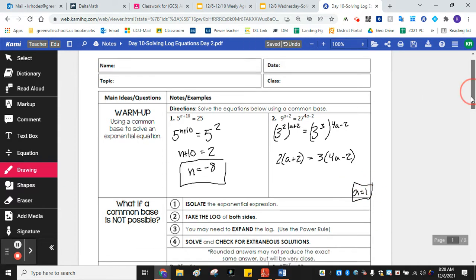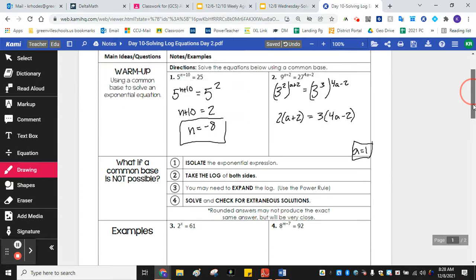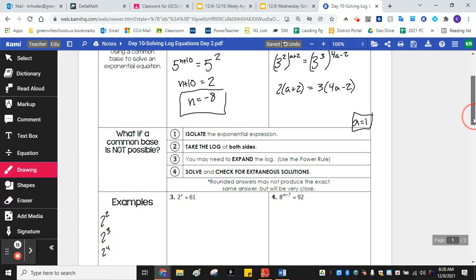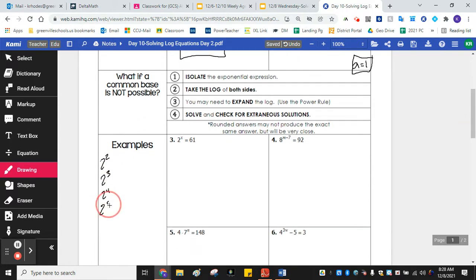Okay? So then we move on. What if we cannot get common bases? So like this base I can get 5, this base I can get 5. But here I can't get a base of 2 to equal 61. It's 2, 4, 8, 16. Let me think of my 2s real quick. It's not possible, but we'll prove it: 4, 8, 16, 32, 64. See, it jumped over that one.